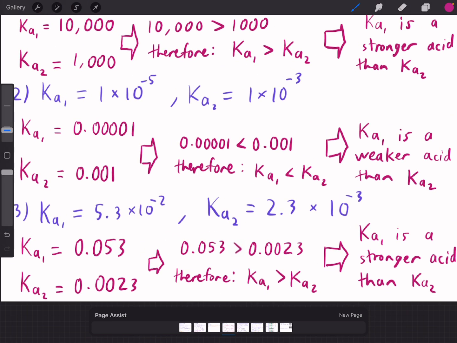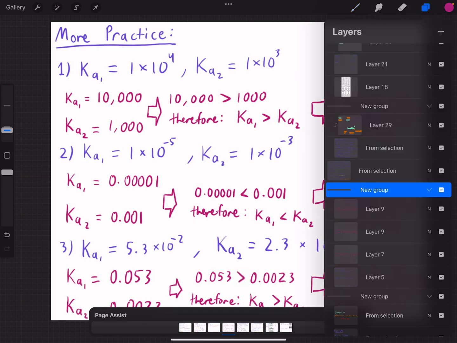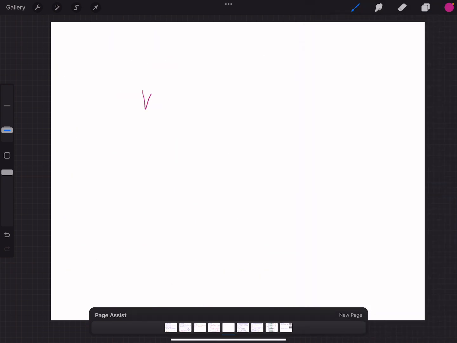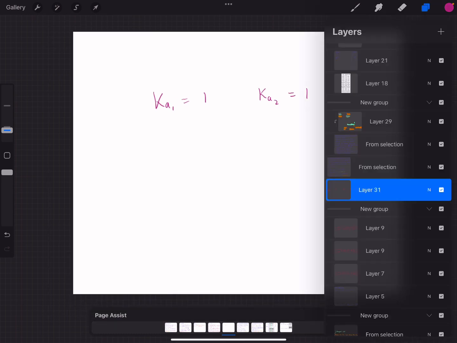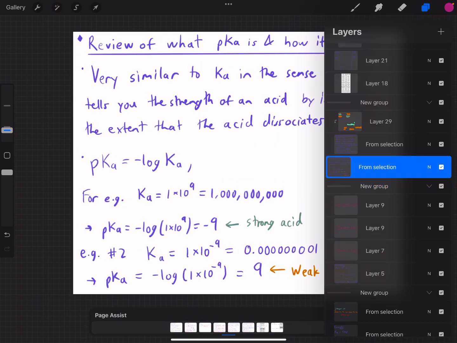Now, if the numbers were equal, so say for example you had a Ka1 value of 1 and a Ka2 value of 1, they're both equal, therefore none of them are stronger. They have the same strength of acidity. Just a tiny thing you can probably assume from the rules, but yeah.